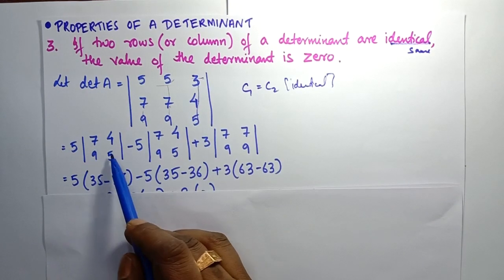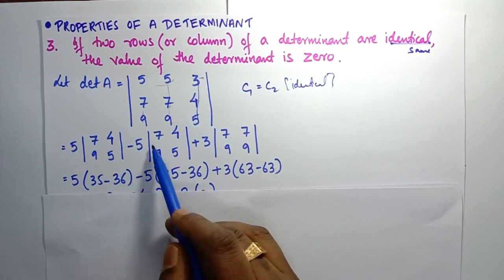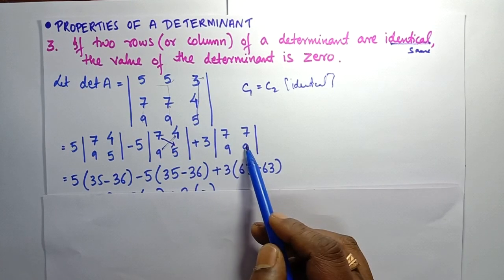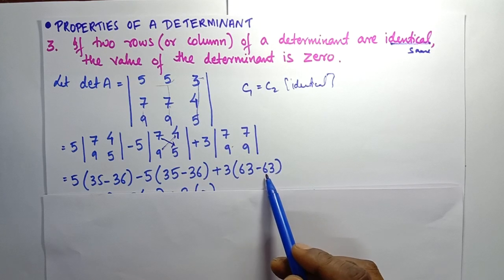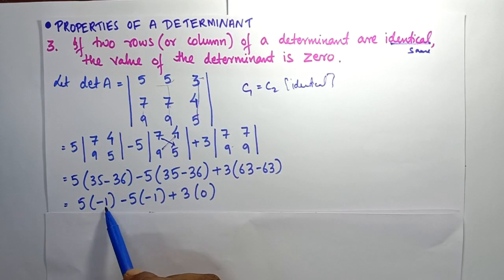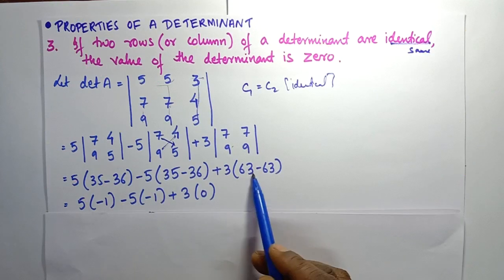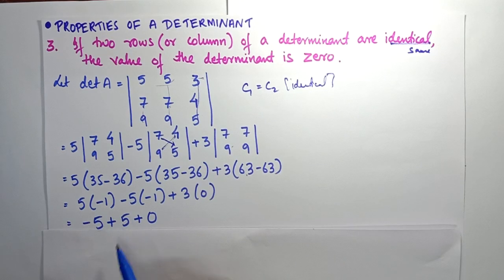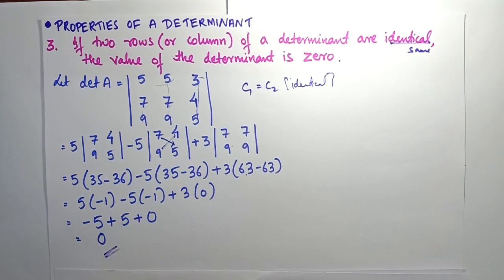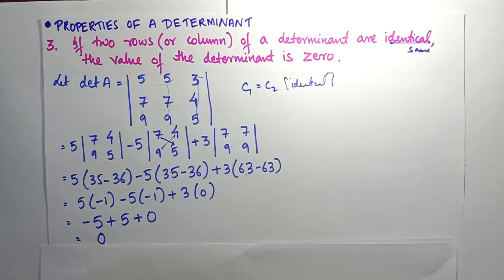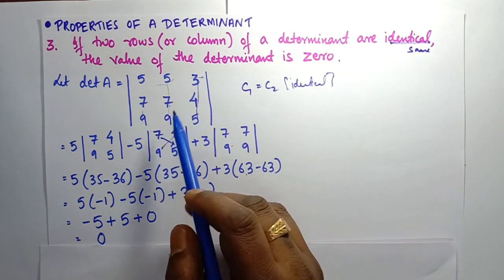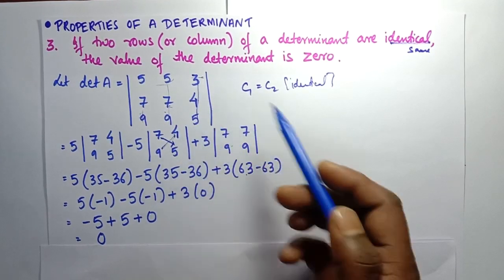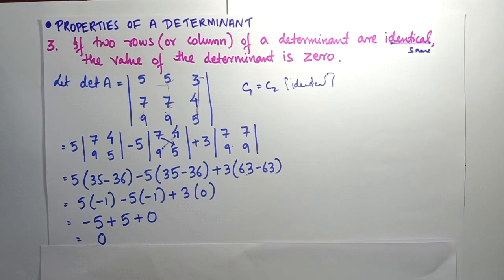Now expand. 7 5s are 35, 9 4s are 36, minus. So minus 5 times 7 5s are 35 minus 9 into 4 36. 7 9s are 63 and 9 7s are 63. So 35 minus 36 is minus 1, and 63 minus 63 is 0. So 3 into 0 is 0, and minus 5 plus 5. How much did I get? I got 0. So this is your third property. If two rows or two columns are identical, here the two columns are identical, and if two rows are identical too, the value will also be 0.